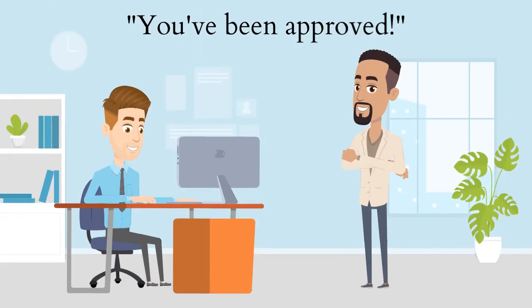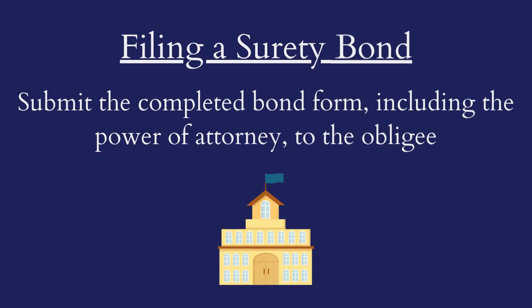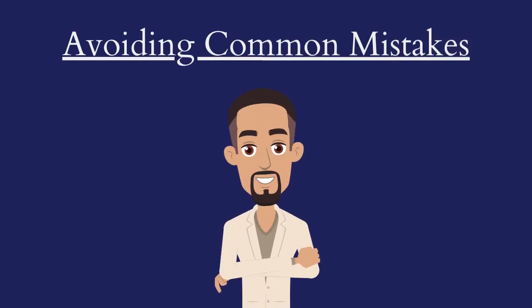After your customer's application has been approved, the surety company will provide them with a completed bond form. Your customer must then submit their completed bond form, including the power of attorney, to the obligee. To ensure that the obligee accepts their bond, your customer must avoid the following mistakes.